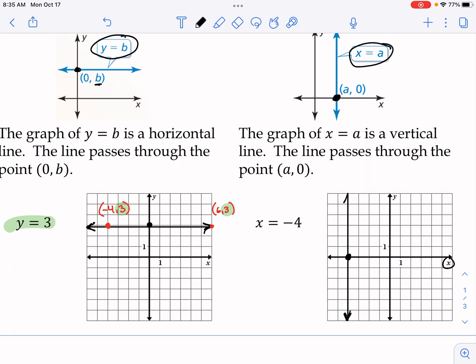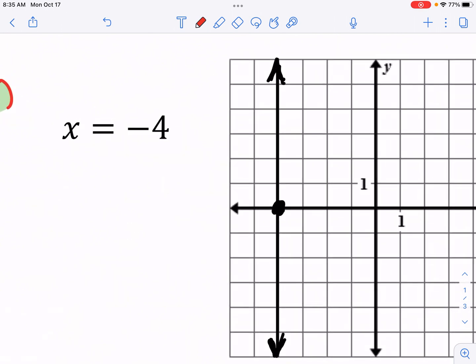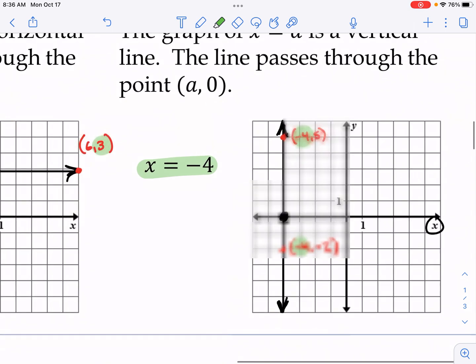Put arrowheads. Okay, and that's all you have to do. Again, one more time, I'll put this in red. Not necessary that you copy this, but to prove why this is the line x equal to -4, let's say this point here. That is the coordinate -4, comma 5. Let's pick this point. This is the coordinate -4, comma -2. What do we notice they have in common? The x values are all -4. That's why it's x equal to -4.